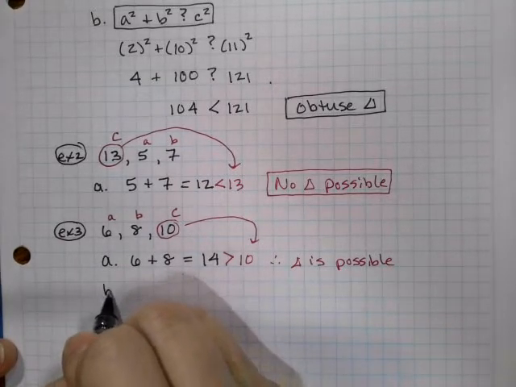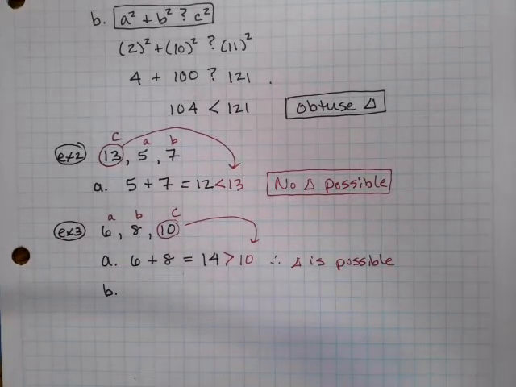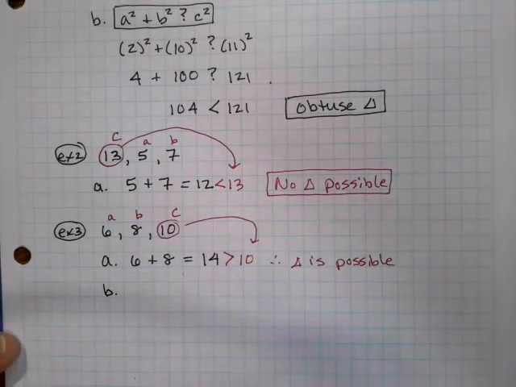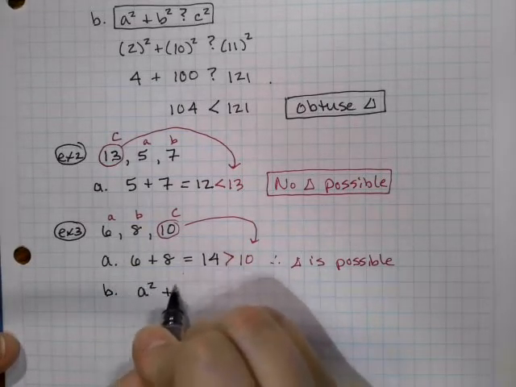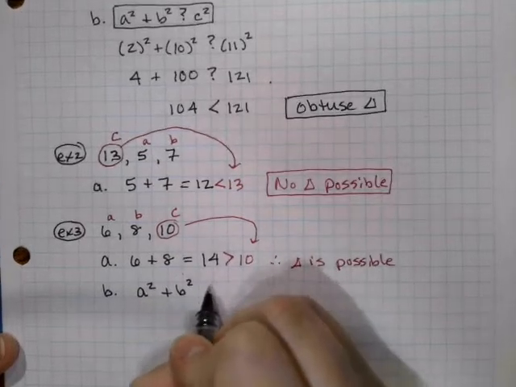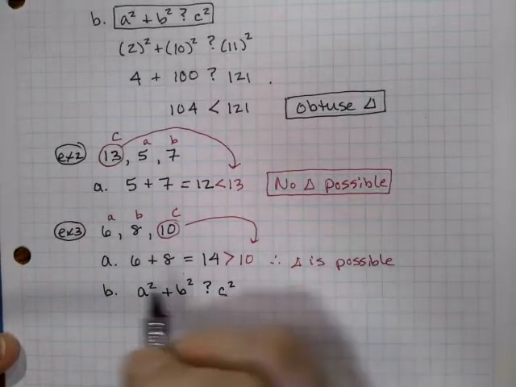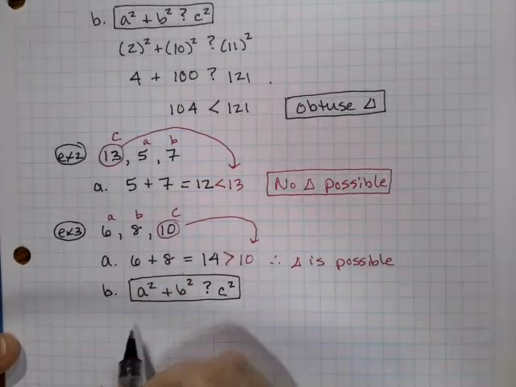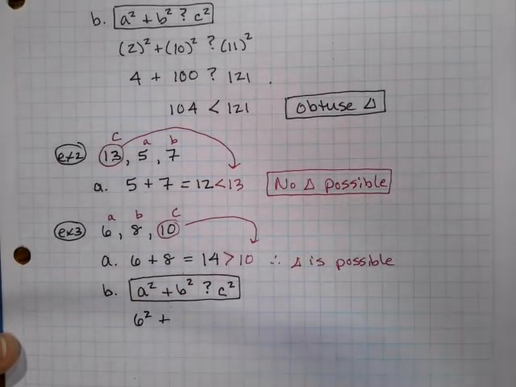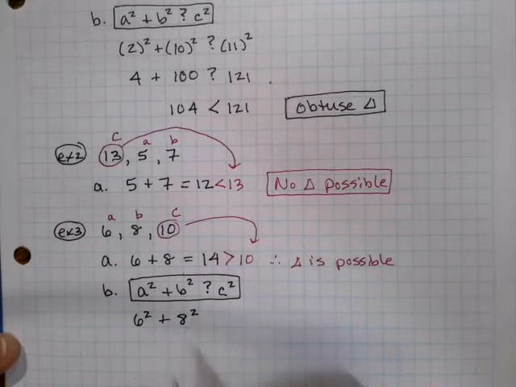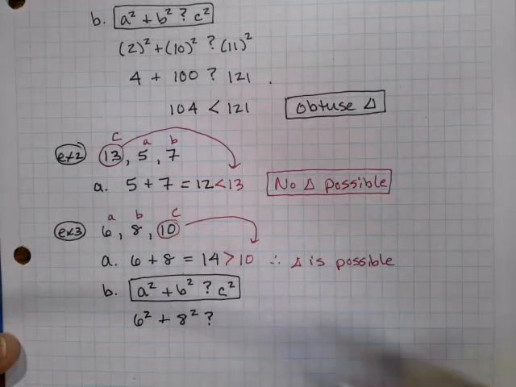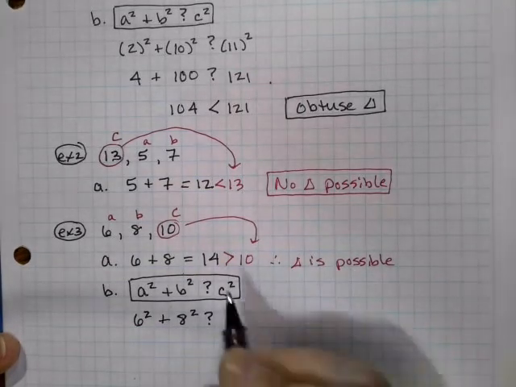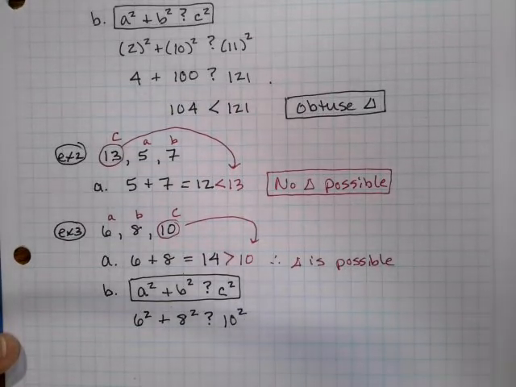Okay, part B, we're going to determine the type of triangle. This is where we're going to use the formula a squared plus b squared and figure out what relationship that has to c squared. So a squared would be 6 squared plus b squared, which is 8 squared. We want to know how that is related to c squared, which is 10 squared.